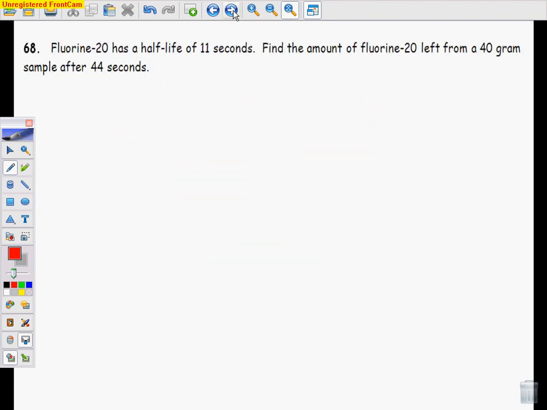Fluorine 20 has a half-life of 11 seconds. Find the amount of fluorine 20 left from a 40-gram sample after 44 seconds. The formula I gave you for this is similar to our compounded formula, except we know that it's going to be a half-life. So this is our formula. For half-life, you're going to use 0.5 as the decay rate.